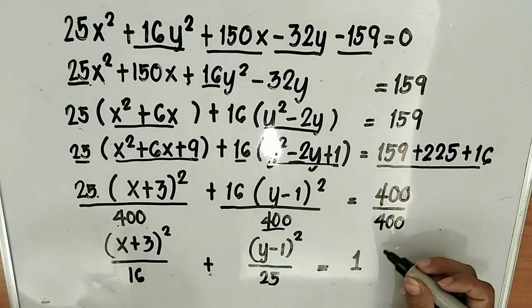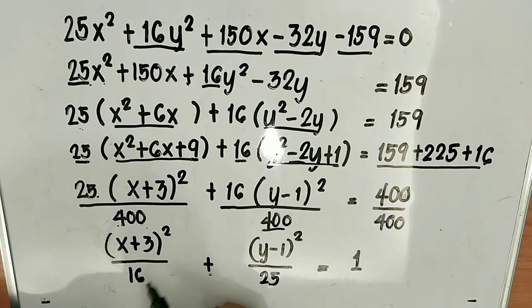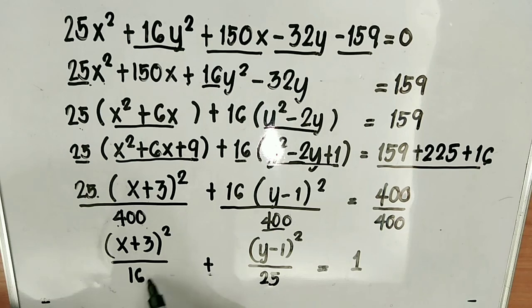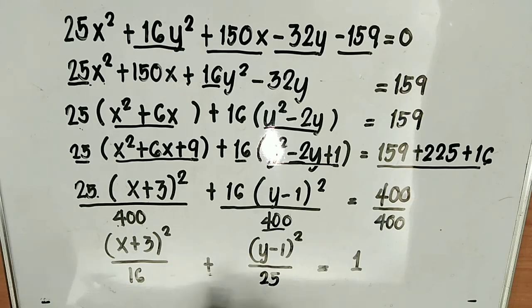Now we can get our center, which is negative 3 and positive 1. And for the position of this ellipse, since 16 is our b squared and the denominator of x is b squared, therefore we can say that the major axis of this ellipse is vertical.